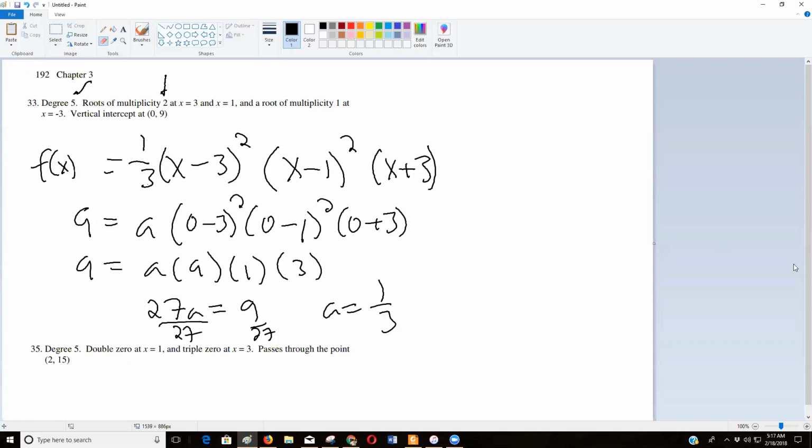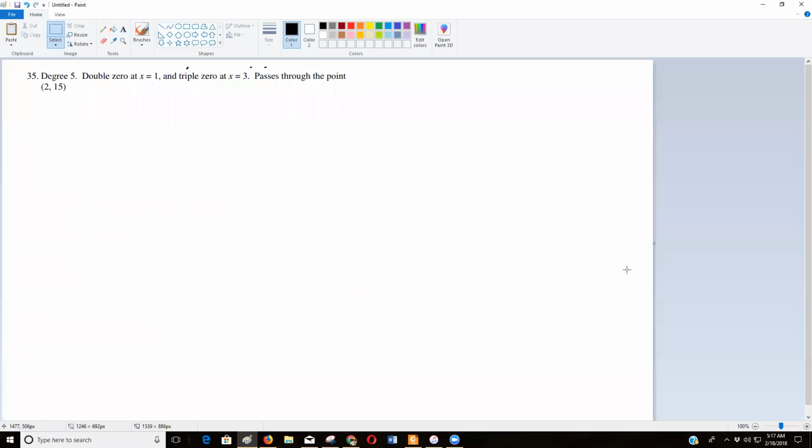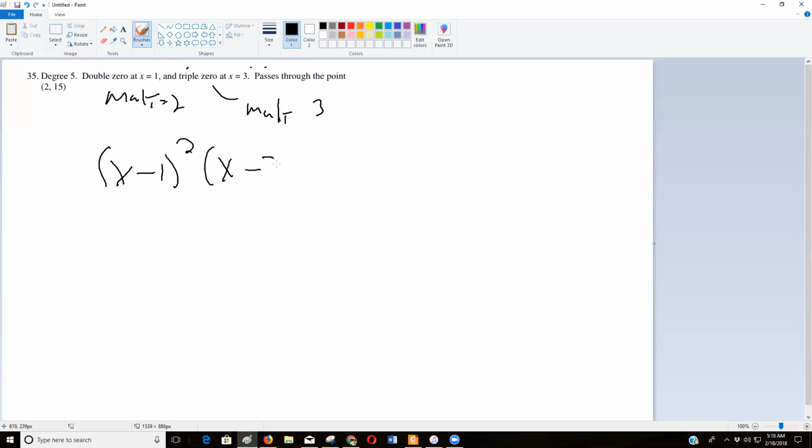Okay. Then they change gears a little bit in number 35. Now they're not saying multiplicity, they're using the double zero. So this means multiplicity 2. And a triple zero means multiplicity 3. So a zero at x equals 1, so x minus 1 squared, and a triple zero at 3, so x minus 3 cubed.